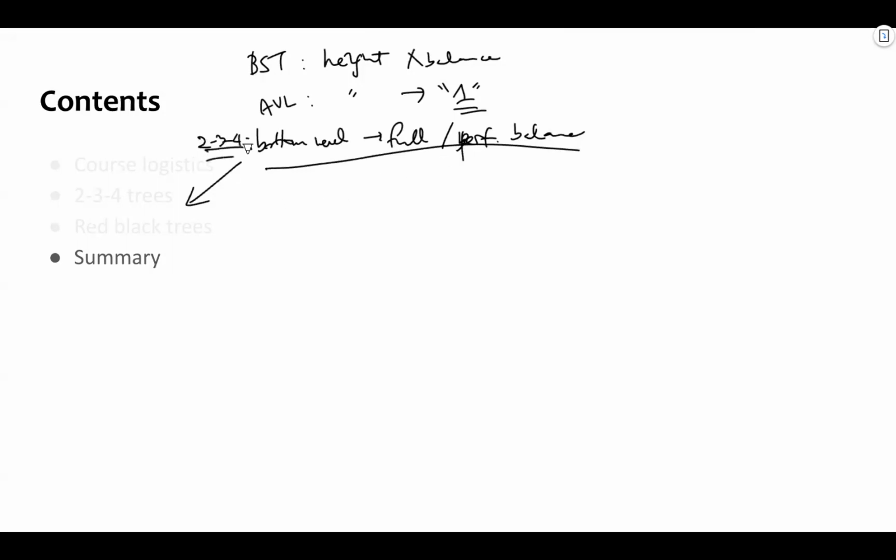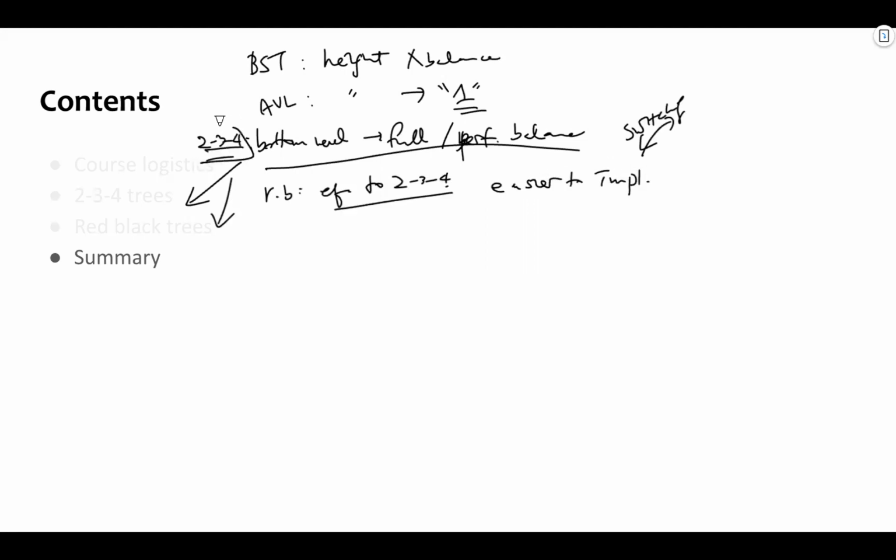Because these 2, 3, 4 trees were quite hard to implement, with frequent switching of nodes, what we do is create red-black trees, which are equivalent to 2, 3, 4 trees, however easier to implement than 2, 3, 4 trees. So we talked about 4 types of binary search trees.